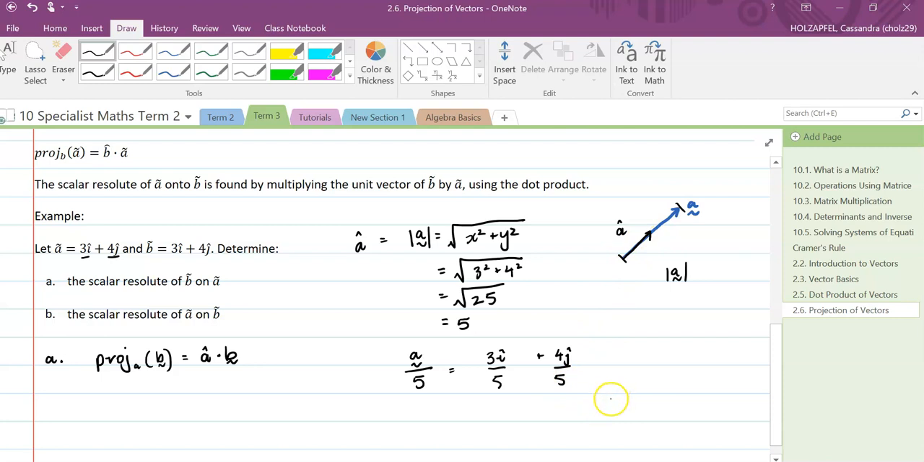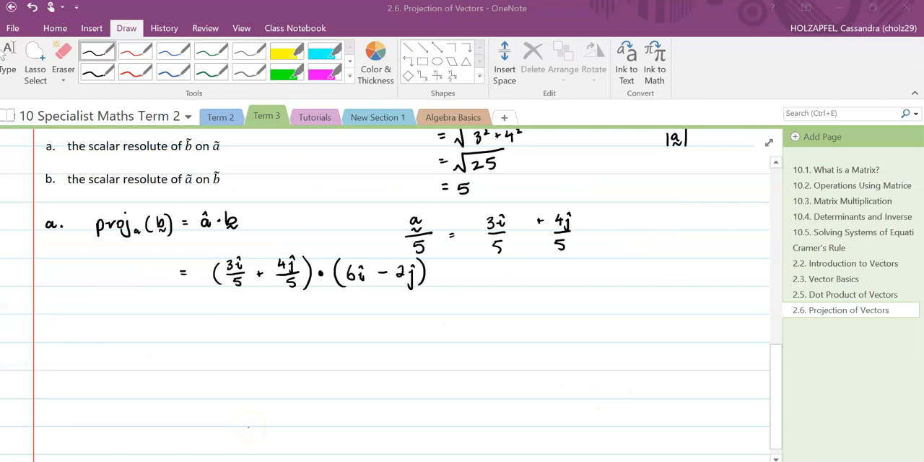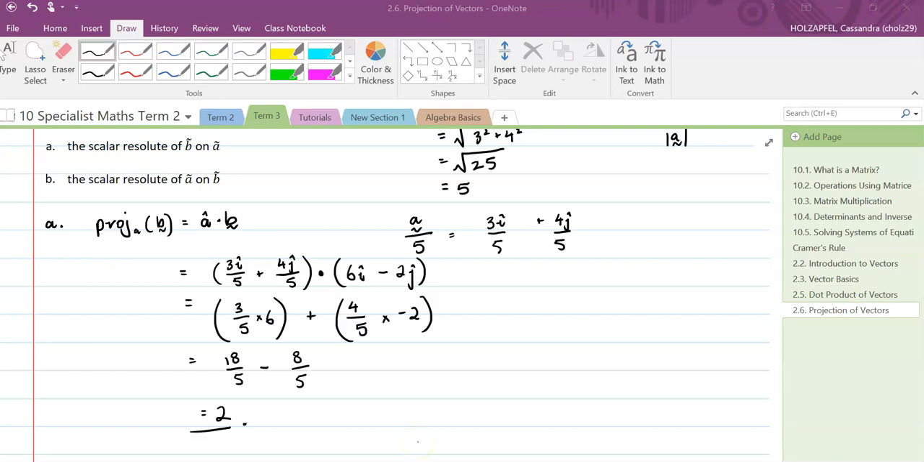Now that we have our unit vector, we can go ahead and substitute that into our formula. Since this is in component form, I'm going to multiply the two x components and add those to the multiple of the two y components. So the projection of B onto A is going to be equal to 2. So for example, if we were talking about the force of a particle, then the force that's pulling in the same direction is going to be equal to 2 newtons.